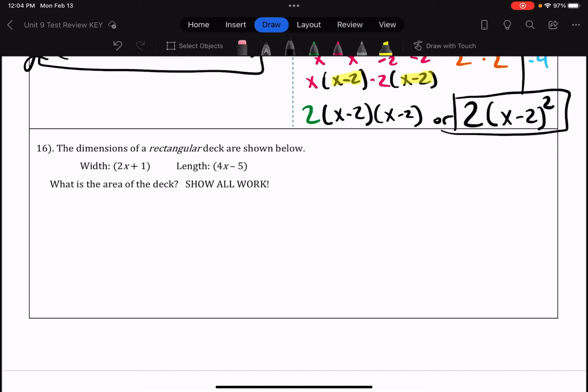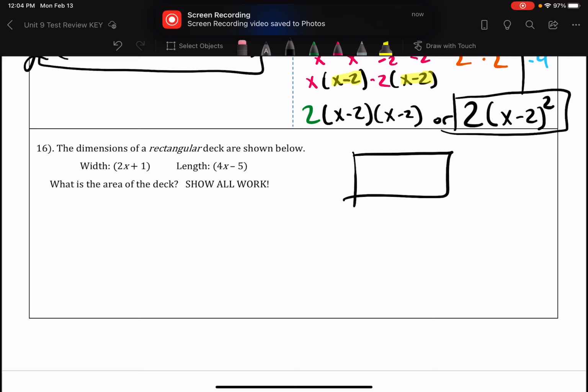We're still looking at the Unit 9 test review. We're going to start on problem 16 here. We're going to look at a little area. It says the dimensions of a rectangular disc are shown below. We've got a width of 2x plus 1 and a length of 4x minus 5. So let's look here. I've got a width of 2x plus 1, a length of 4x minus 5.